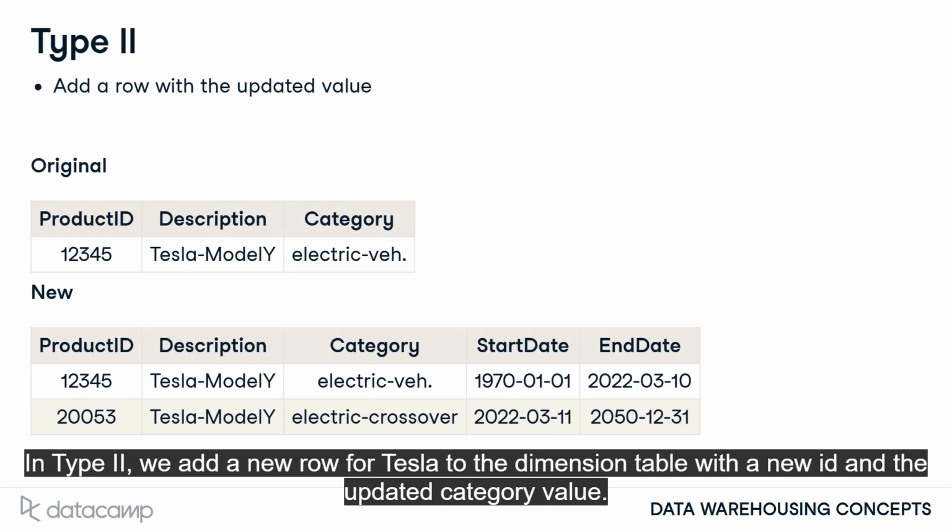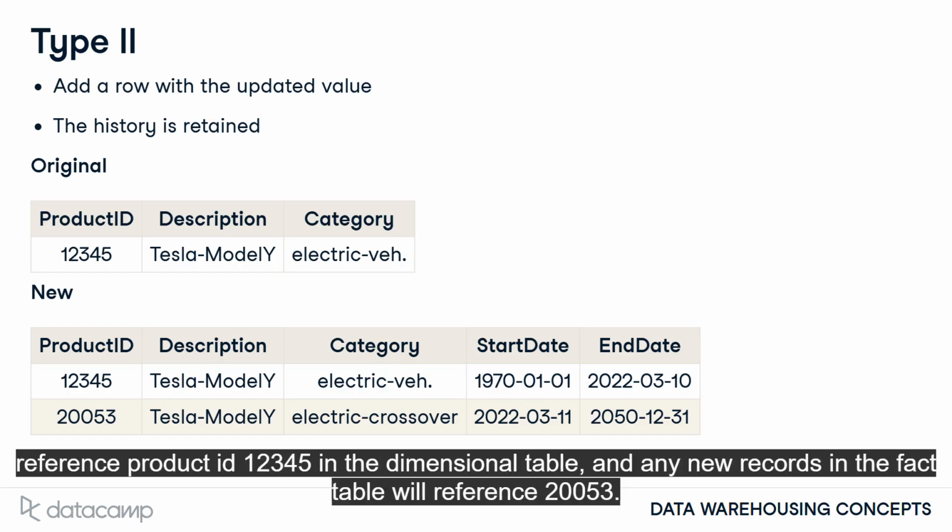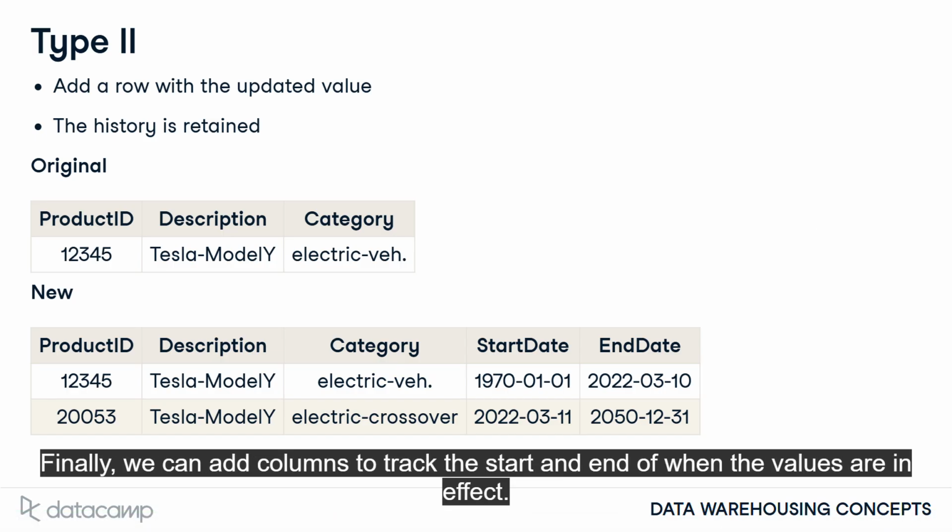In Type 2, we add a new row for Tesla to the dimension table with a new ID and the updated category value. This will allow us to maintain any historical reports because those historical records in the fact table will reference product ID 12345 in the dimensional table, and any new records in the fact table will reference 20053. Finally, we can add columns to track the start and end of when the values are in effect.